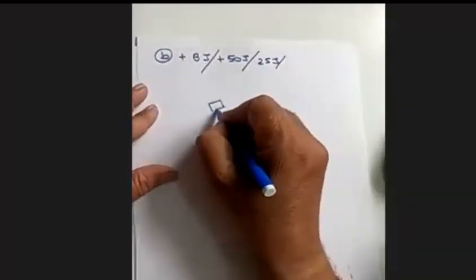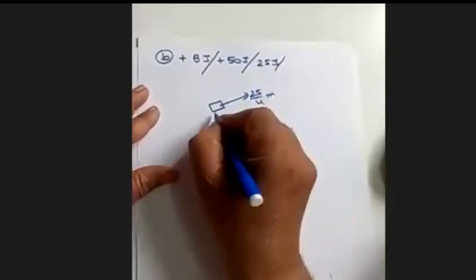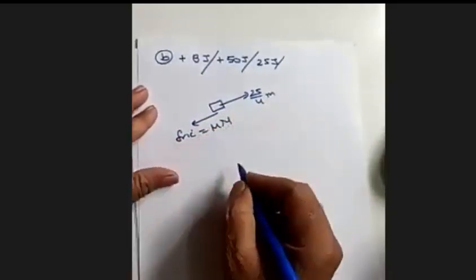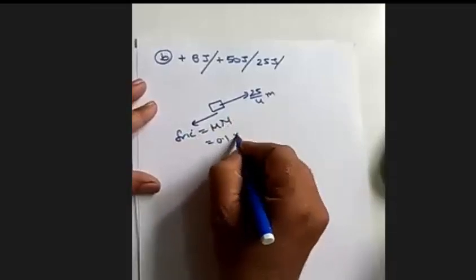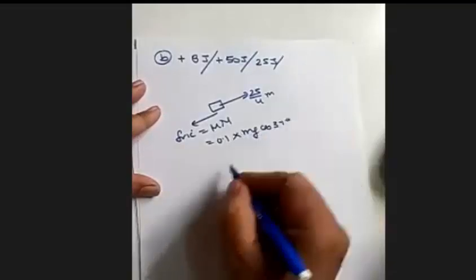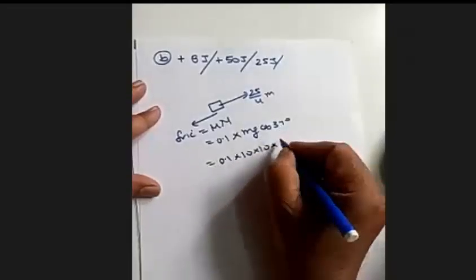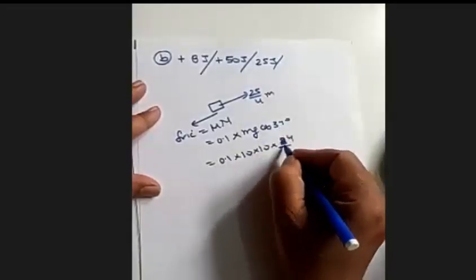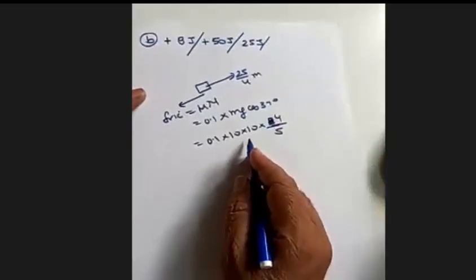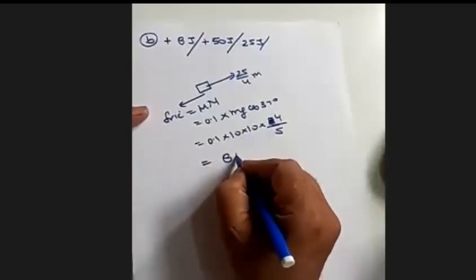When the block moves upward, it is displacing by how many meters? 25 by 4 meters. And friction is acting backward. This is the friction force, which equals mu N. I gave the value of mu as 0.1, and the normal reaction was mg cos theta. So this equals 0.1, mass of the block was 10, g is 10, cos 37 is 4 by 5. Is there any difficulty till here? Did everyone understand? Yes sir. Okay, and this comes out to 40 by 5, so this is 8 newton.